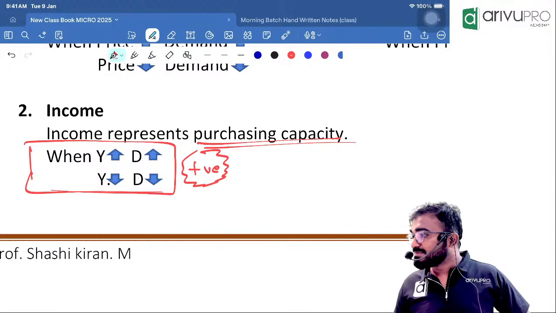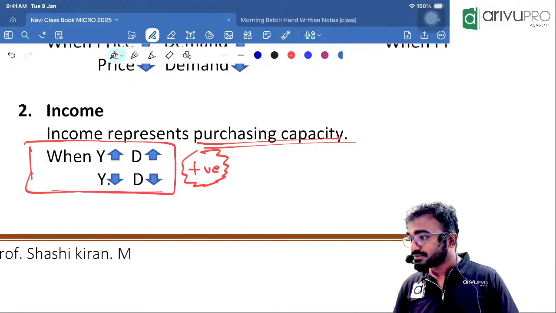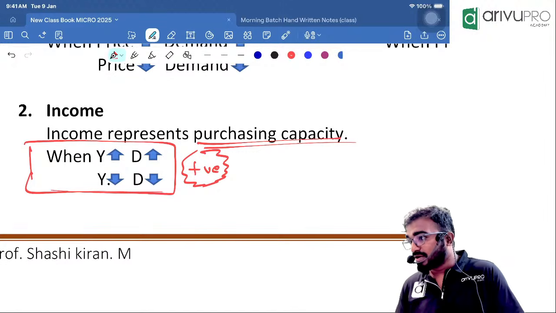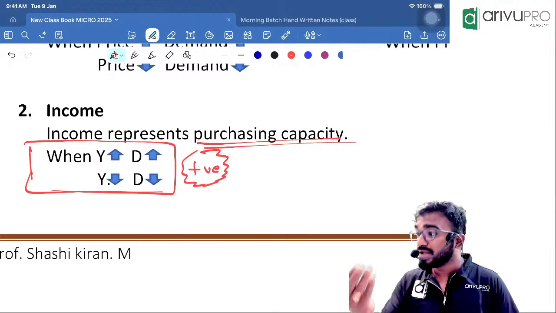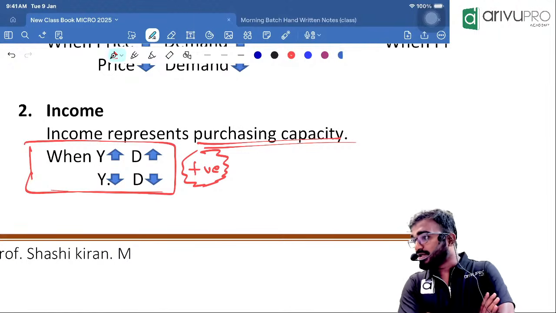Sir, in some cases, people tend to buy beyond their income level. What will happen in that case? Yes, I will explain it. The concept will come. Do not worry. That is on a credit basis. But whatever income you have, depending upon the price and income level only you can buy. We also have a concept called budget line. Beyond that, we don't go. Unless you have a credit facility, you can't do that.